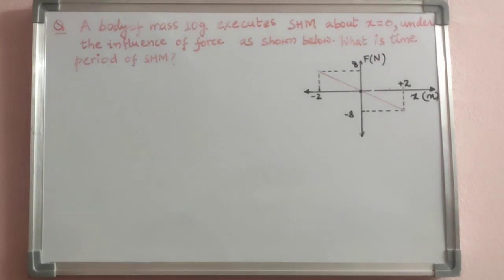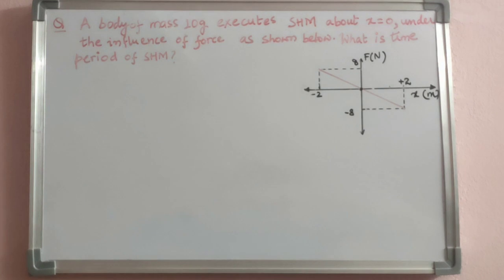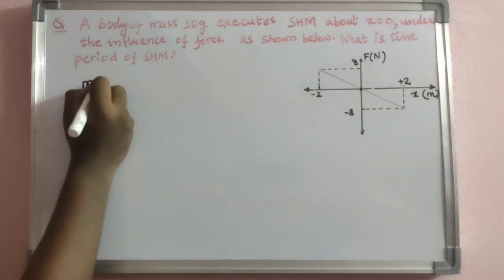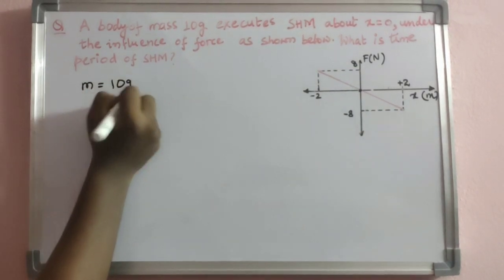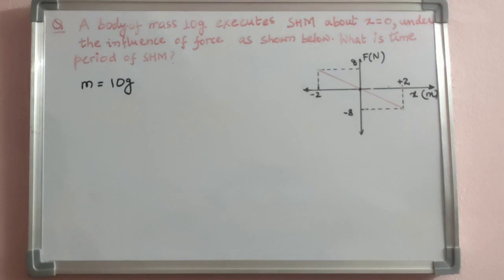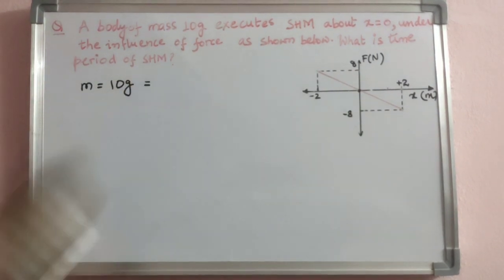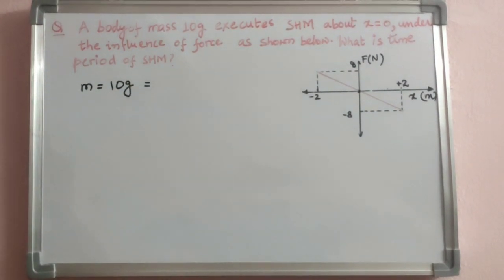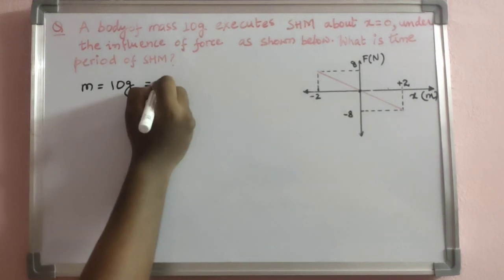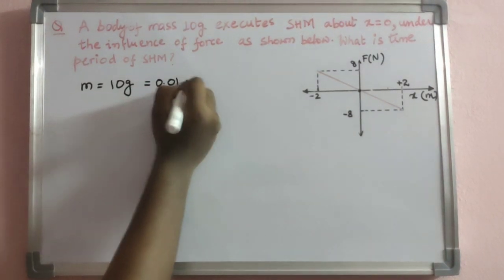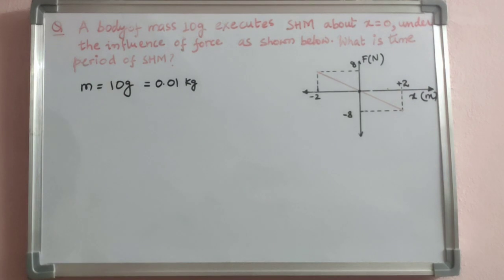The question is, what is the time period of simple harmonic motion? So let me write what is given in the question. We are given a body of mass 10 grams which is executing simple harmonic motion. If I convert 10 grams into SI unit, this is equal to 0.01 kg.